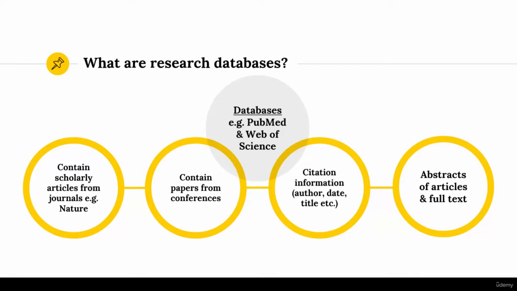So some databases, including PubMed and Web of Science as examples, contain a host of content from individual journals. And these journals contain other information such as we've mentioned, conferences, government reports, and so on. And within them you will find different citation information. So who's the author of an article? When was it published? What's the title? And what is the article about? Which you can find by reviewing the abstract of the article, and where possible access the full text to read the whole document.